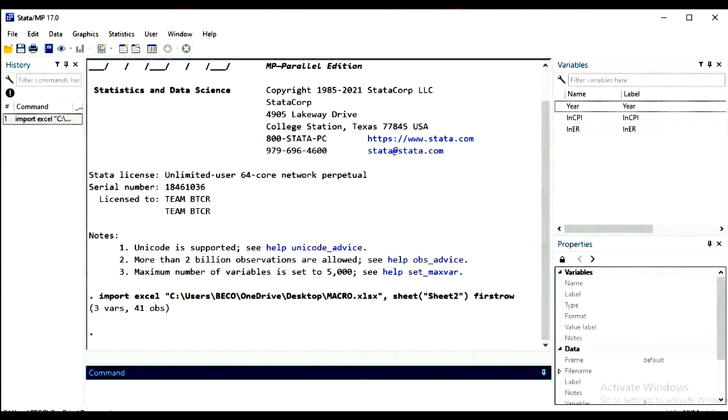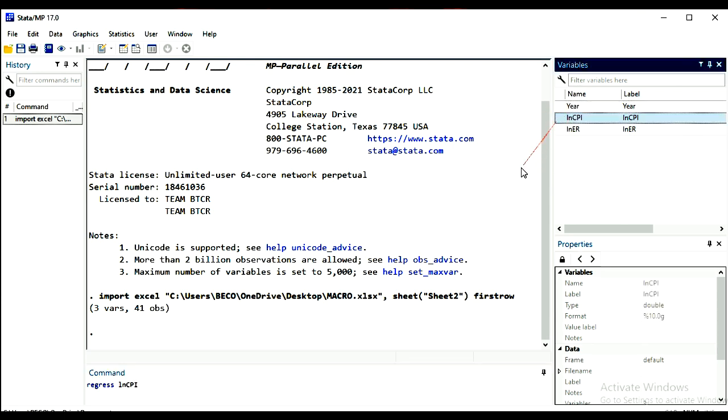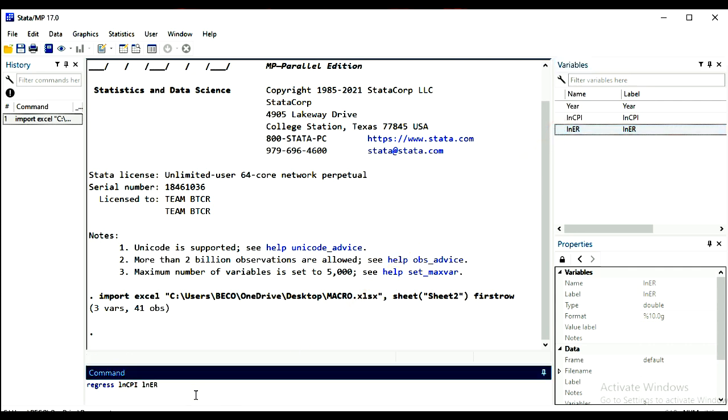Just to estimate the model using the ordinary least squares method, we need to type this command on the command window. Regress, then type the dependent variable, that is the natural logarithm of consumer price index, and next the independent variable, that is the natural logarithm of nominal exchange rates. Then enter.